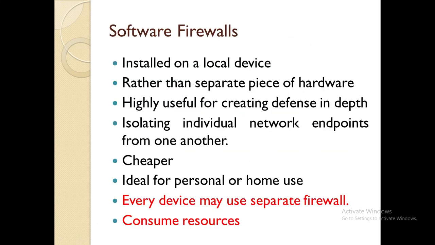The second one is a software firewall. In every local system we can install this firewall. It may happen that different systems use different firewalls, and it will check the endpoint. It can check incoming and outgoing traffic, and if we install this software between networks as well, it will monitor the individual network endpoints from one another.